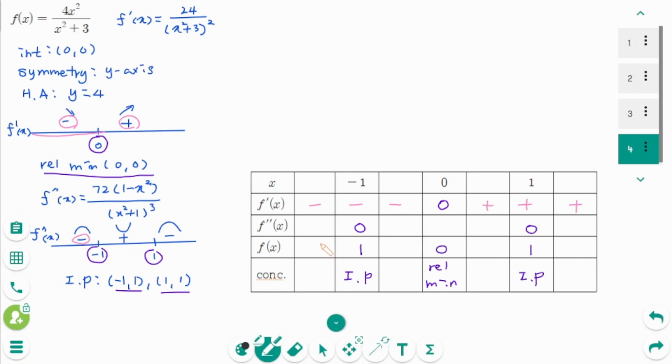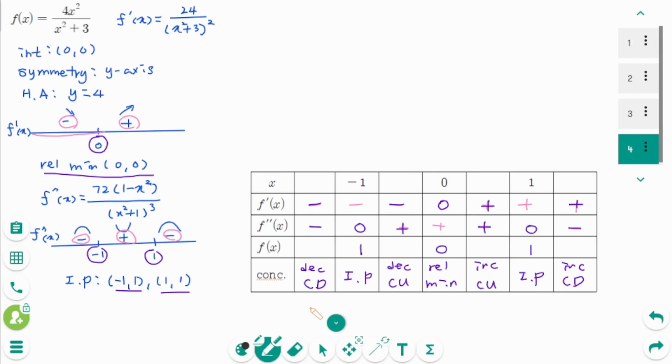Then minus, plus, minus. F prime of x is minus, that means decreasing. Minus, that means decreasing. Plus, increasing. Plus, increasing. F double prime of x is minus, that means concave down, plus concave up, plus concave up, minus concave down.